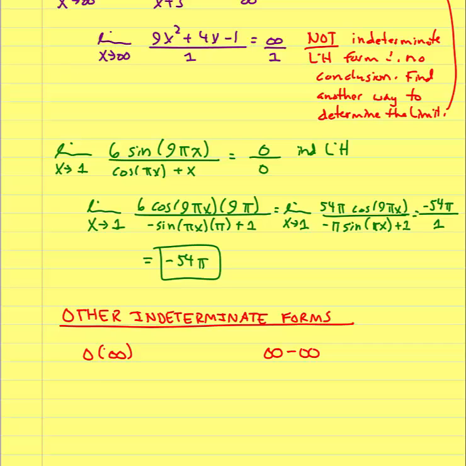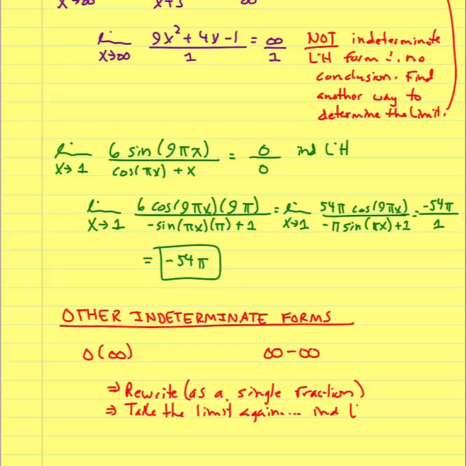Now, when I get one of these indeterminate forms, what I like to do is rewrite them into an expression where I can get an indeterminate L'Hopital's. So if I get one of these indeterminate forms, my rule is to rewrite. And a lot of times when I think about rewriting these, I rewrite as a single fraction. So not all the time, but a lot of times as a single fraction. Take the limit again, and hopefully when I take the limit again, I'll get indeterminate L'Hopital's. If I don't, that means I need to keep rewriting or find another way to do the problem.